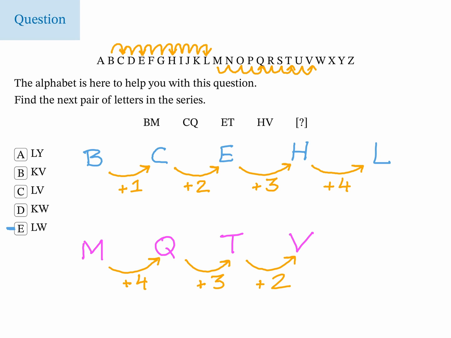So we can see that for the next letter, we will start at V and move forward through the alphabet by 1 letter. And so if we start at V and move forward through the alphabet by 1, we get to the letter W. And so if we combine the 2 letters together, we form the next pair of letters in the series as LW, which is answer option E.